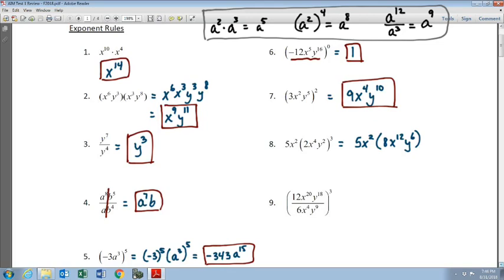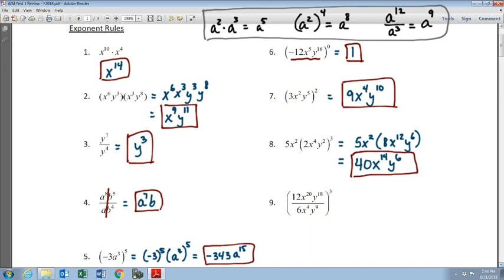And so finally we're ready to multiply all this out. 5 times 8 is 40. We've got x squared times x to the 12th. So again, we're going to add the exponents here. This is the product rule. We get x to the 14th. And then don't forget the y to the 6th.